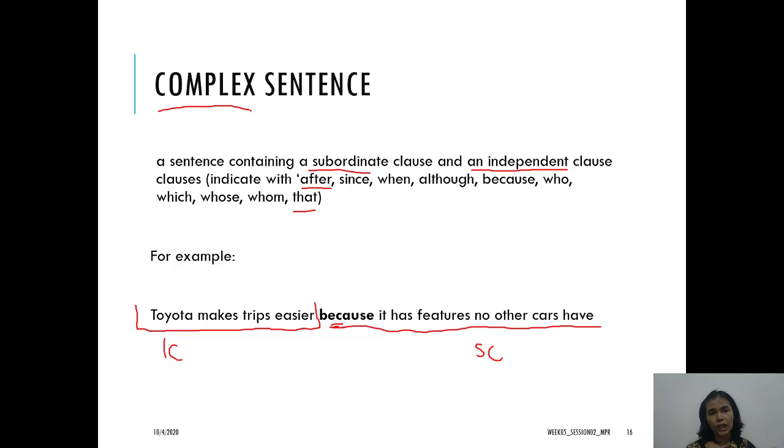So differentiate between compound and complex. If it is compound, the two sentences, if separated, can stand by themselves. But if it is a complex sentence, the sentence when separated cannot stand by itself. So that's the difference between complex and compound.